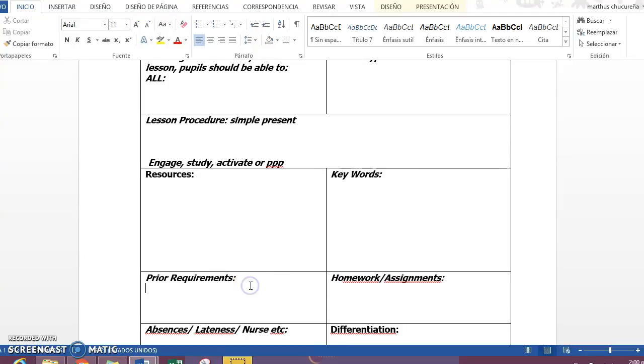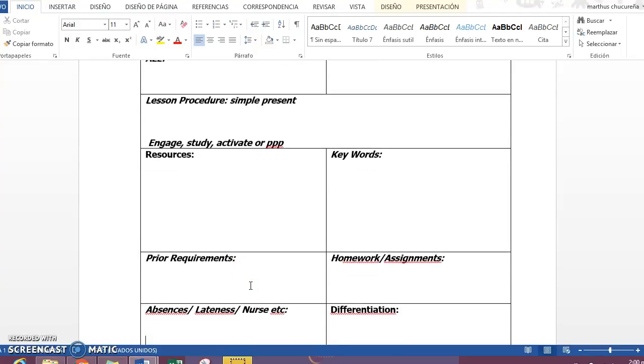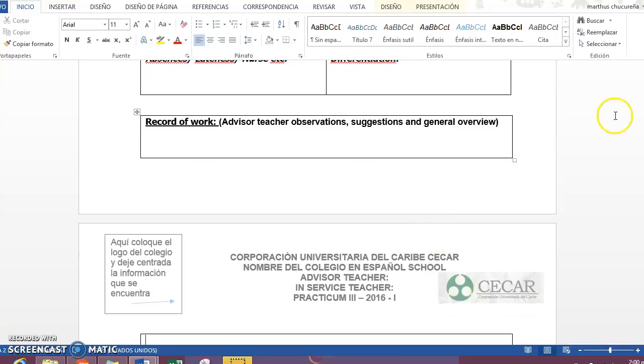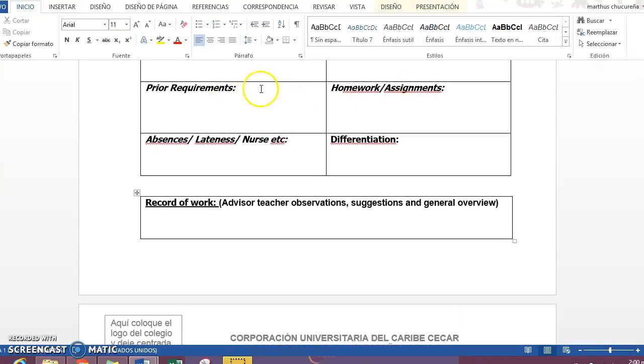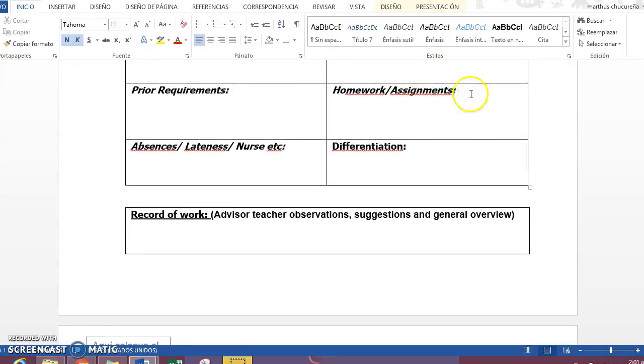Prior requirements have to be about meaningful teaching or meaningful learning. Sometimes we need some prior requirements. For example, if you are going to work on routines and characteristics of some people, prior requirements probably would be the verb to be, or some strategies or some vocabulary about this. In homework and assignments, sometimes people leave some assignments or homework to students in order to reinforce the topics that have been taught in class.